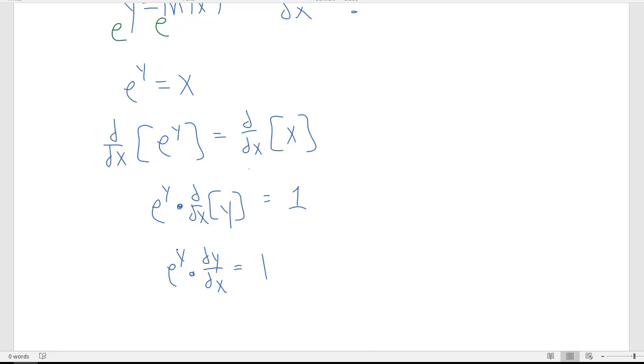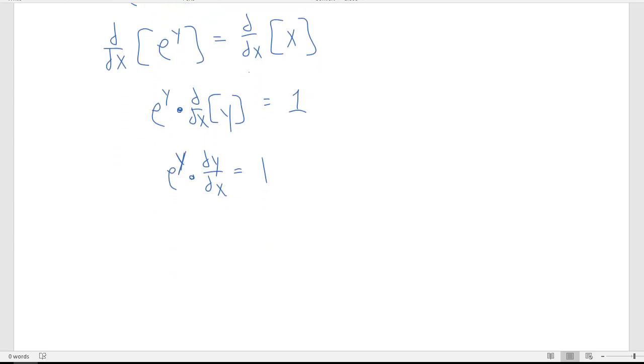So I'm going to take the e to the y term and divide it over to the other side. What I have in this case is the derivative of y with respect to x being 1 over e to the y. Now we're not really done at this point. Even though we've solved for dy/dx in our derivation, remember what we were differentiating was ln of x. And what we have is a derivative, but it's in terms of y. We don't see what the function of x is here.